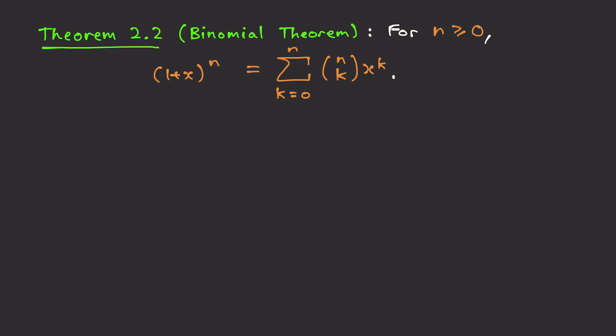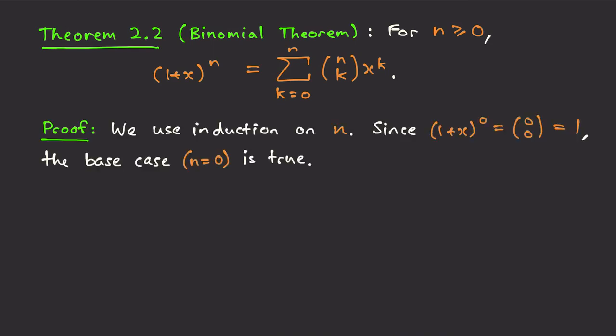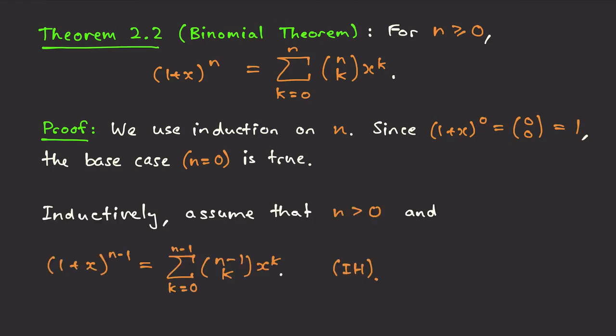The term on the left-hand side is completely algebraic, but the terms on the right-hand side are things that we know have a meaning relating to counting. There's more than one way to prove this result, and the proof that we'll use is different from the proof in the notes. We'll be using induction on n. The base case just says that (1 plus x) to the power of 0 is 0 choose 0. This is true.